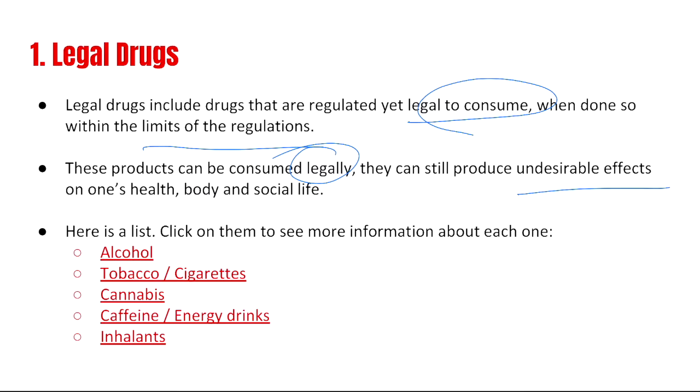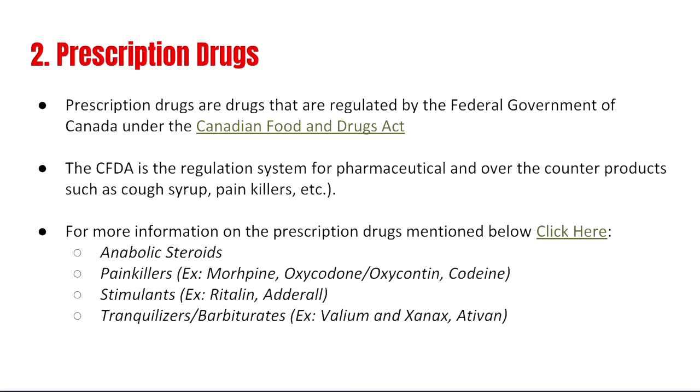Prescription drugs are drugs that are regulated by the federal government of Canada under the Canadian Food and Drugs Act, the Canadian FDA. The CFDA is a regulation system for pharmaceutical and over-the-counter products such as cough syrup, painkillers, etc. For more information on prescription drugs like anabolic steroids, painkillers, stimulants, and tranquilizers, feel free to click here in the Google slide.